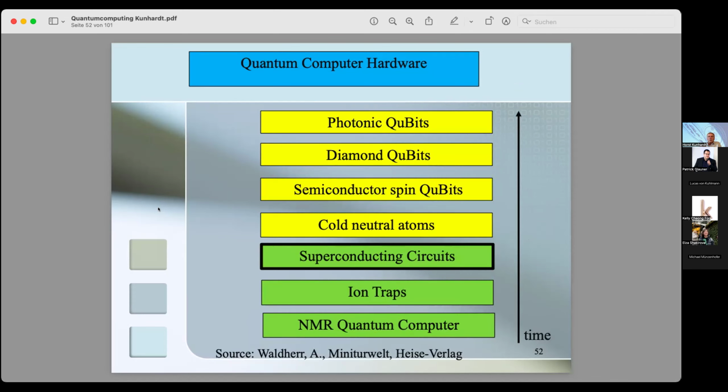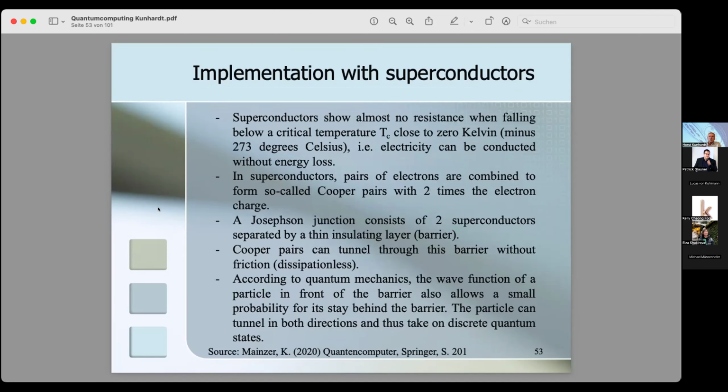The next approach is very well known in classical computer technology: circuit technology, superconducting circuits. So superconductors always have no resistance when being cooled down to near 0 Kelvin. That's approximately minus 270 degrees Celsius. You know, at these specific low temperatures, technical systems show these superconducting elements.